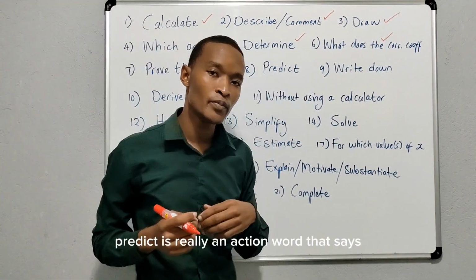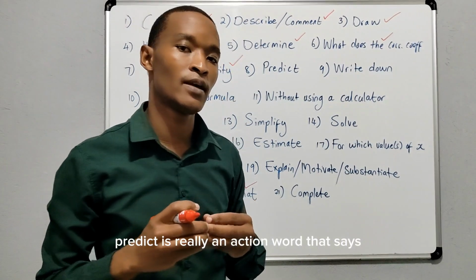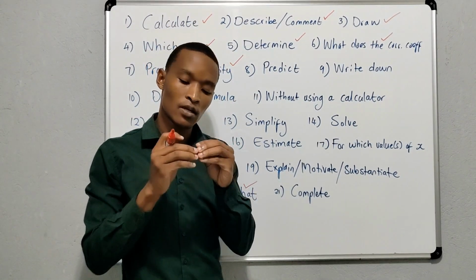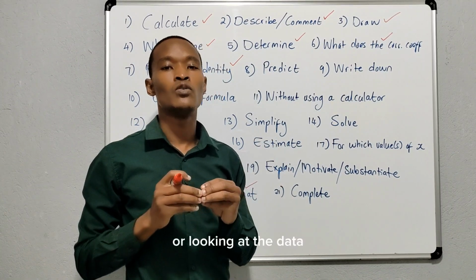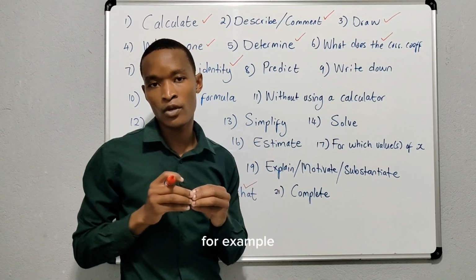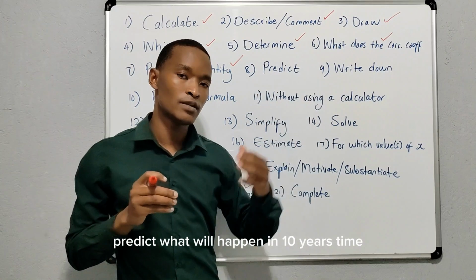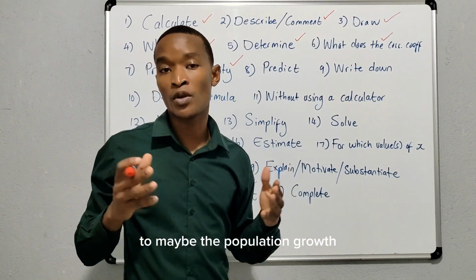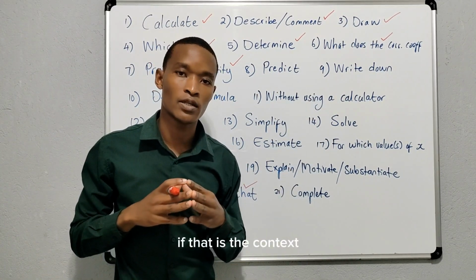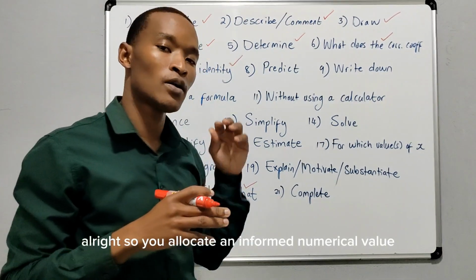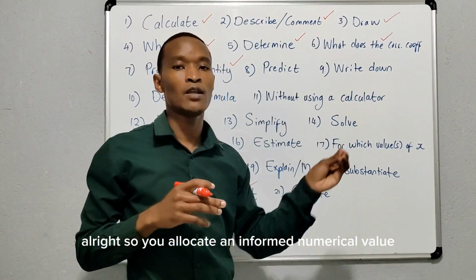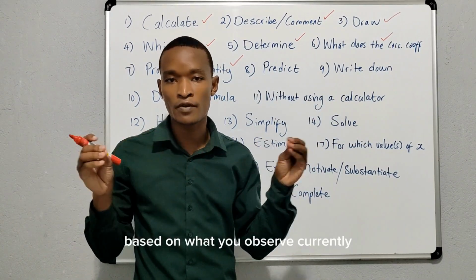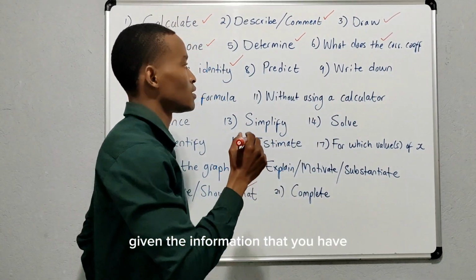Number 8, predict. Predict is really an action word that says observing or looking at the trend or looking at the data, for example. Predict what will happen in 10 years' time to maybe the population growth, if that is the context. All right, so you allocate an informed numerical value based on what you observe currently, given the information that you have.